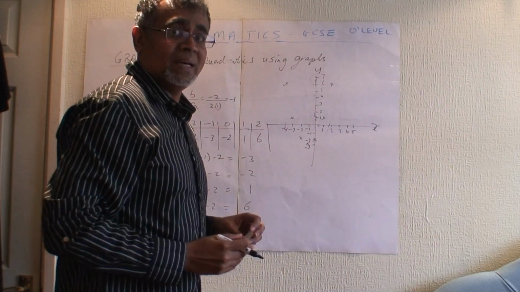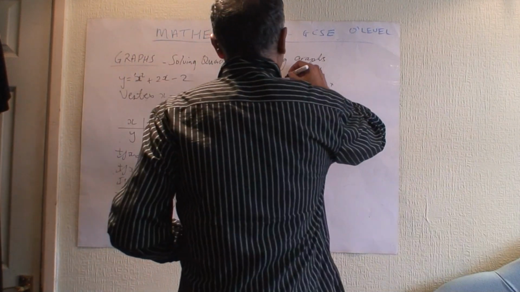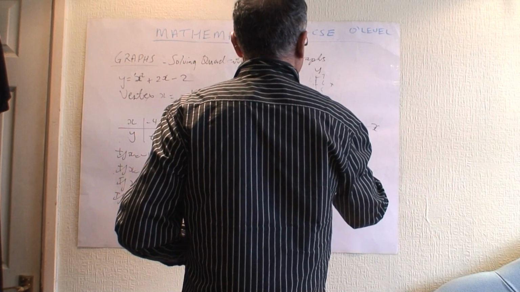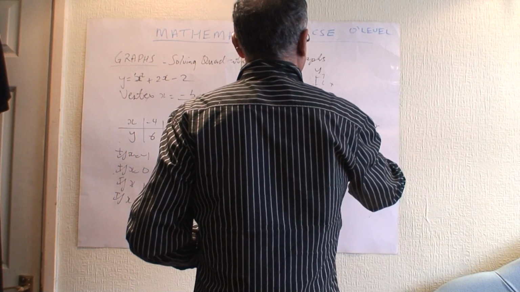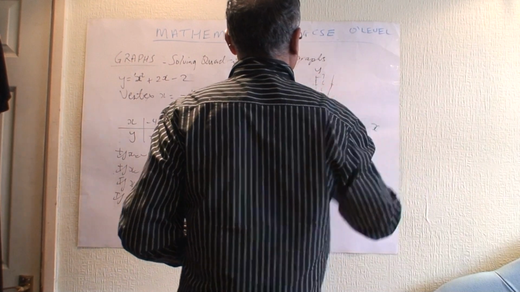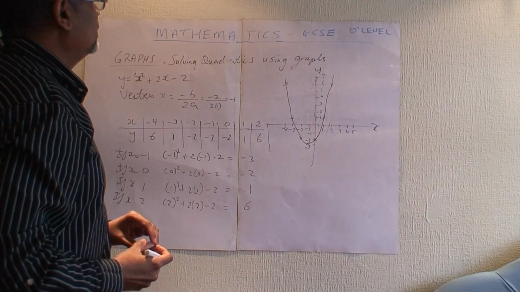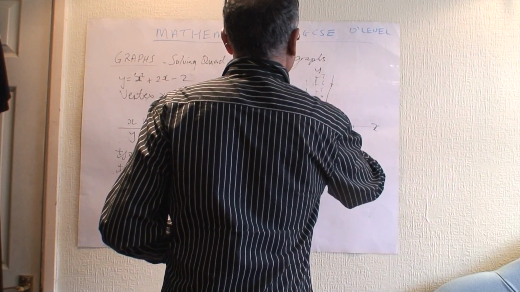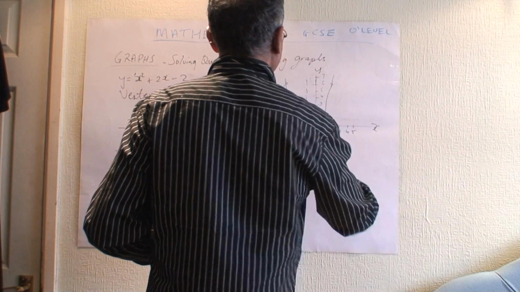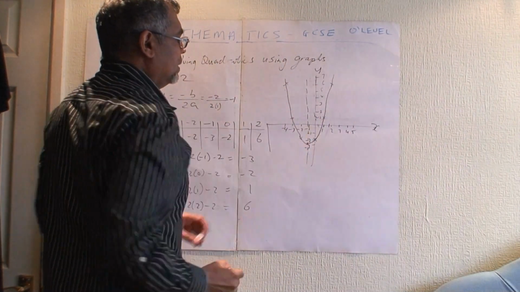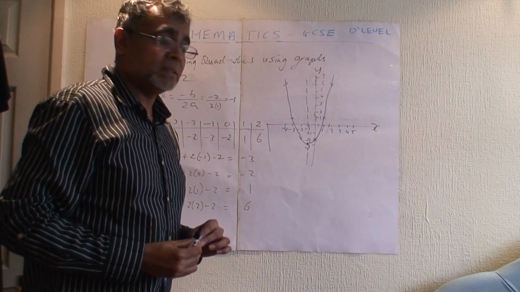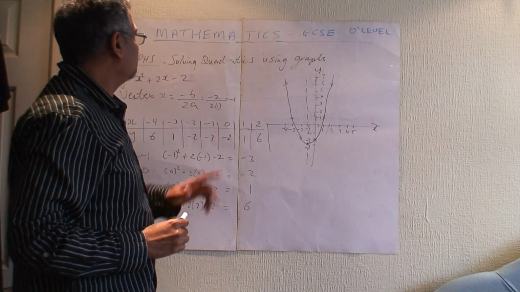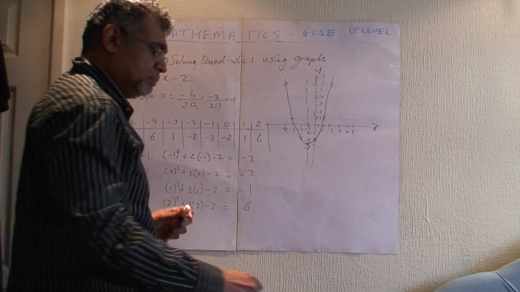So now we're going to draw a line through the points. Okay, so there you go. And then the axis of symmetry divides the graph into two equal halves. So that is how we solve this quadratic using graphs.